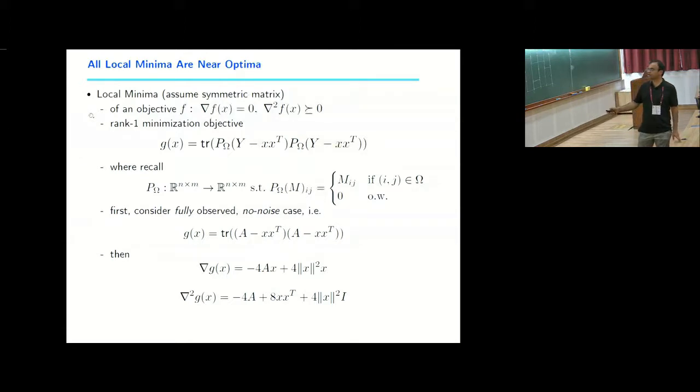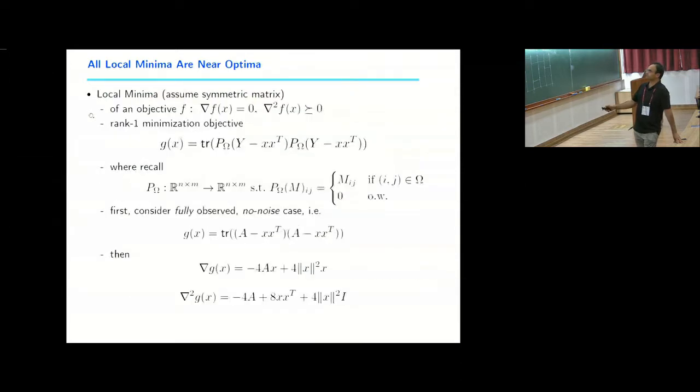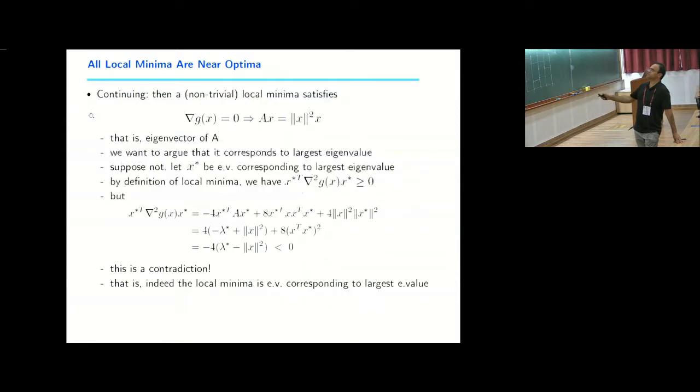So let's argue that the local minima of this is the largest eigenvector, okay, and then we are done. So first of all, local minima means this is 0, which means that this is equal to this, which already says that at least x is an eigenvector. So that's a good step forward. Now we want to argue that it is the eigenvector with the largest eigenvalue.